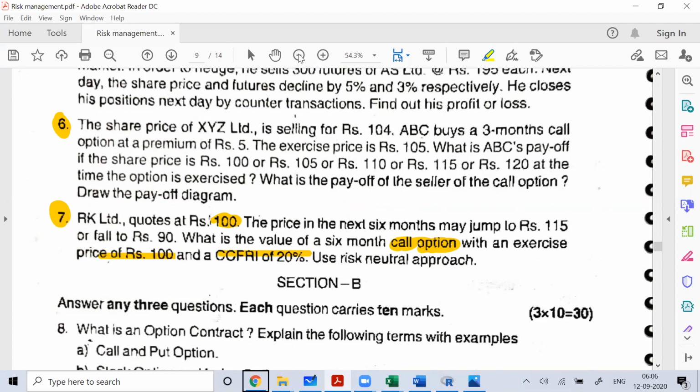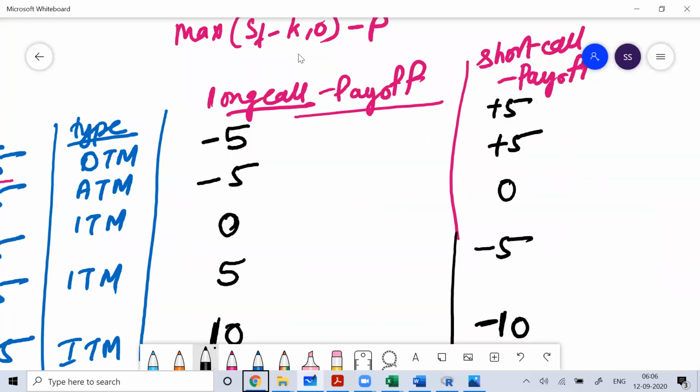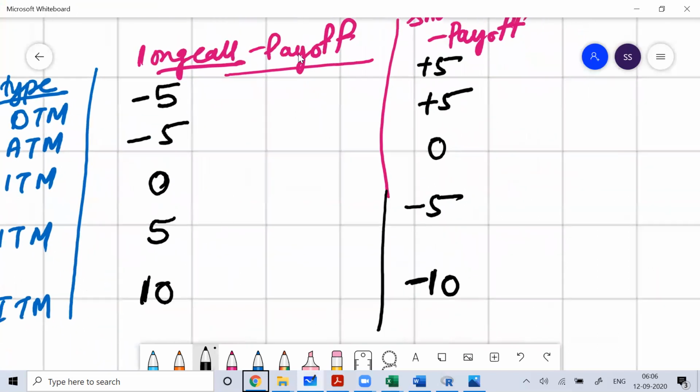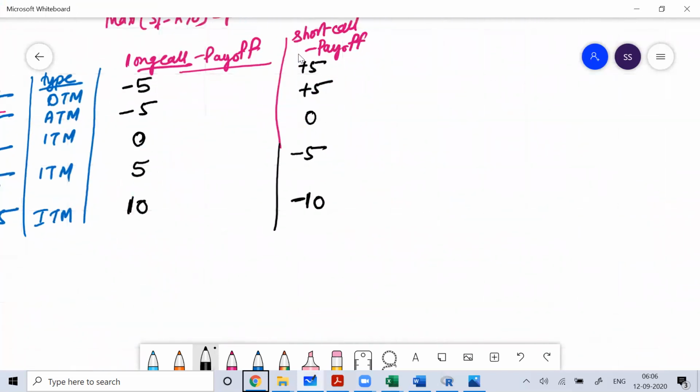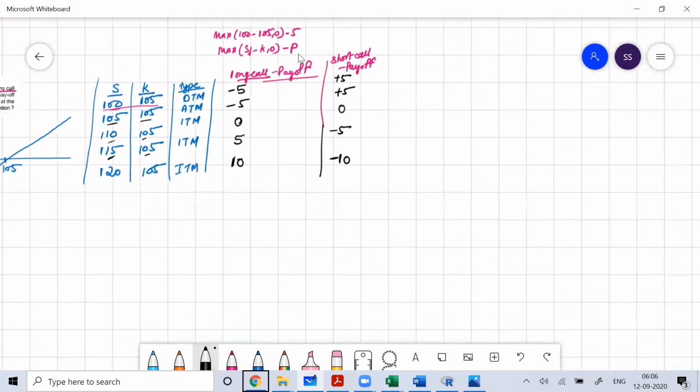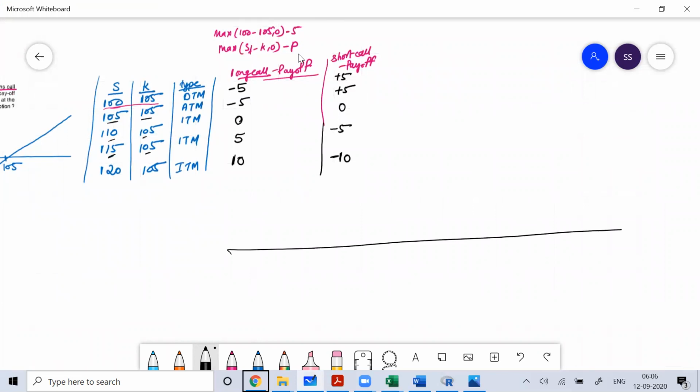So they're asking you to draw the payoff diagram. You can draw the payoff diagram for both long and short position holder.